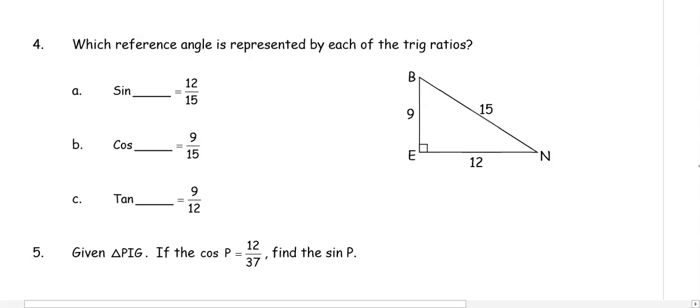Now we have the trig function and we have the numbers, so we need to figure out what angle is the reference angle. So if we are using sine, that means we have our opposite over our hypotenuse. So we got to figure out 12 is opposite of what angle? So 12 is opposite of angle B, so it would be the sine of B. Cosine 9 over 15, that's adjacent over hypotenuse. So 9 is adjacent to angle B, so we would have the cosine of B. Then we have tangent, which is opposite over adjacent. So if 9 is the opposite side and 12 is the adjacent side, we are taking the tangent of N.